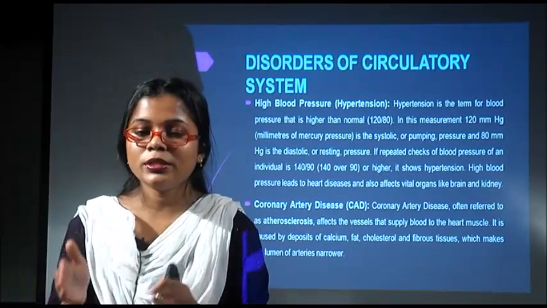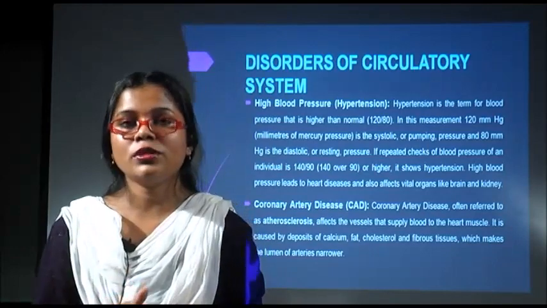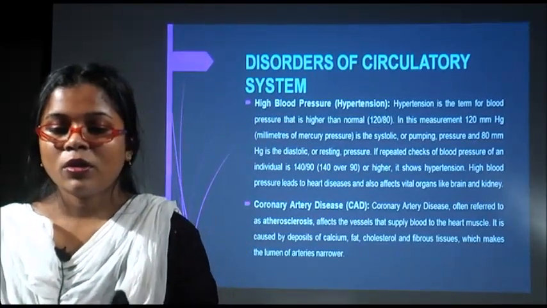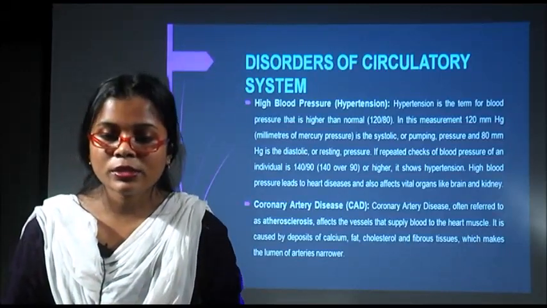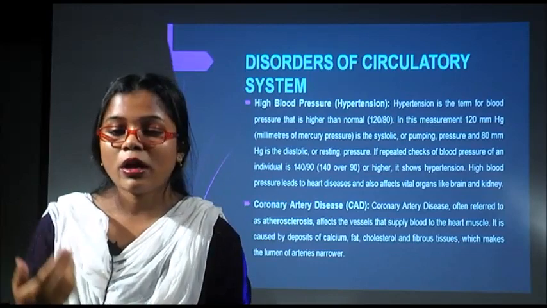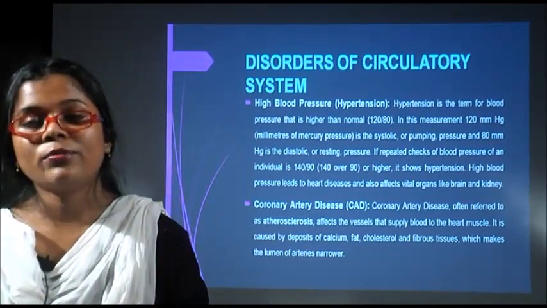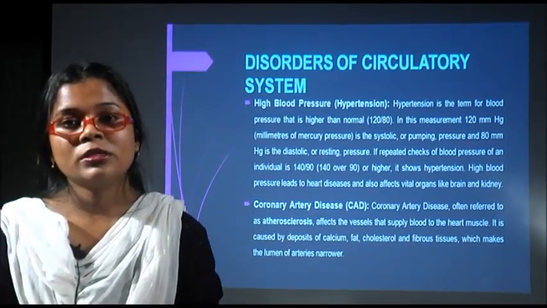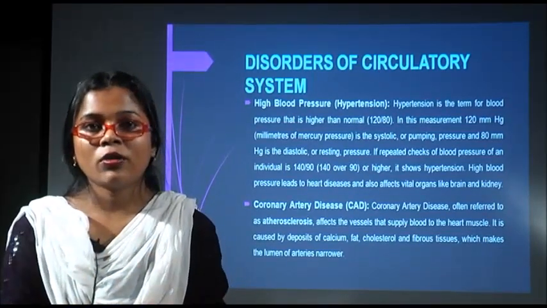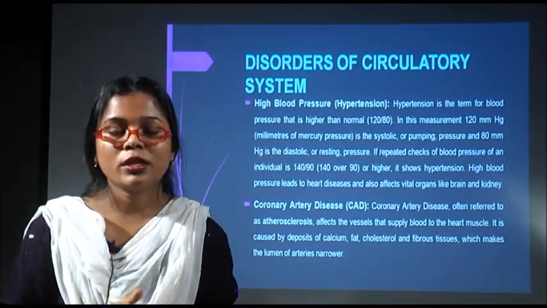If the repeated checks of blood pressure of an individual is 140/90 or higher, it shows hypertension. High blood pressure leads to heart diseases and also affects the vital organs like brain and kidney. So, for this cure, regular medication, avoiding tea, coffee, alcohol, and regular exercise is very important.